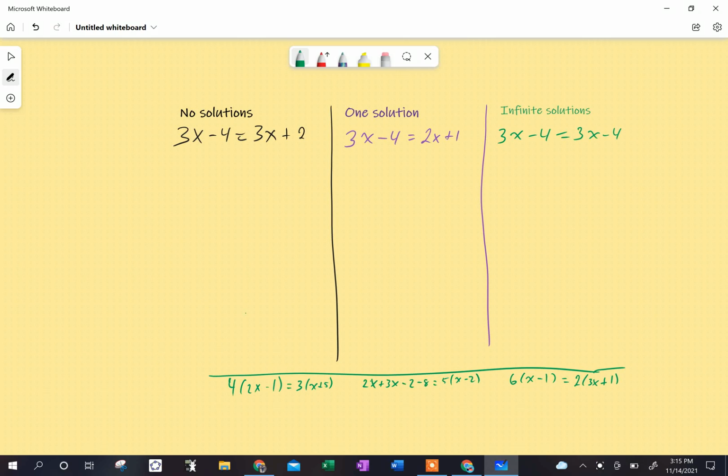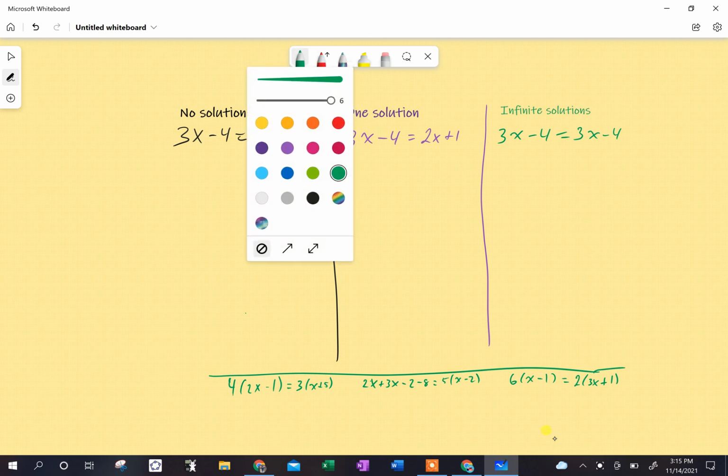I'm going to do a video on the number of solutions a linear equation can have. I probably put this in the wrong order, but that's fine. I'm going to show you, starting with our purple.